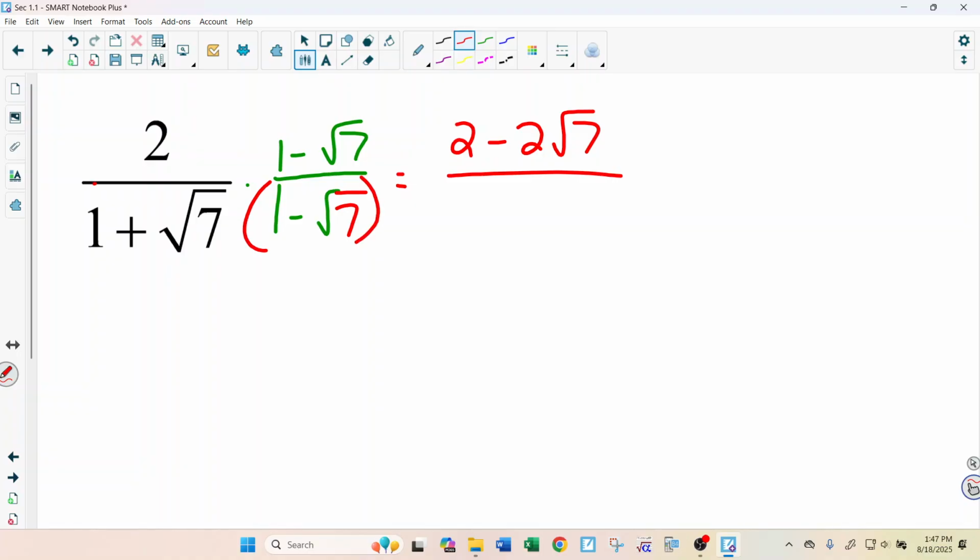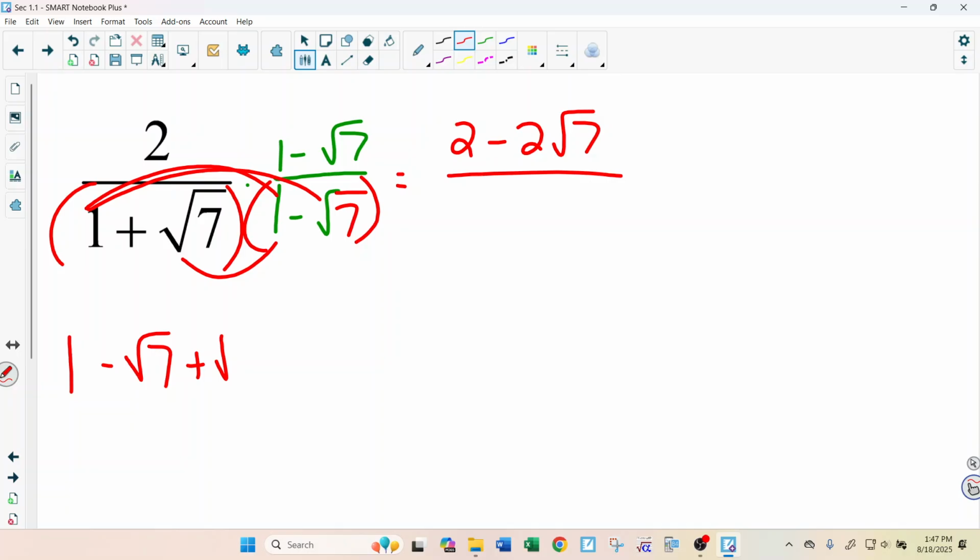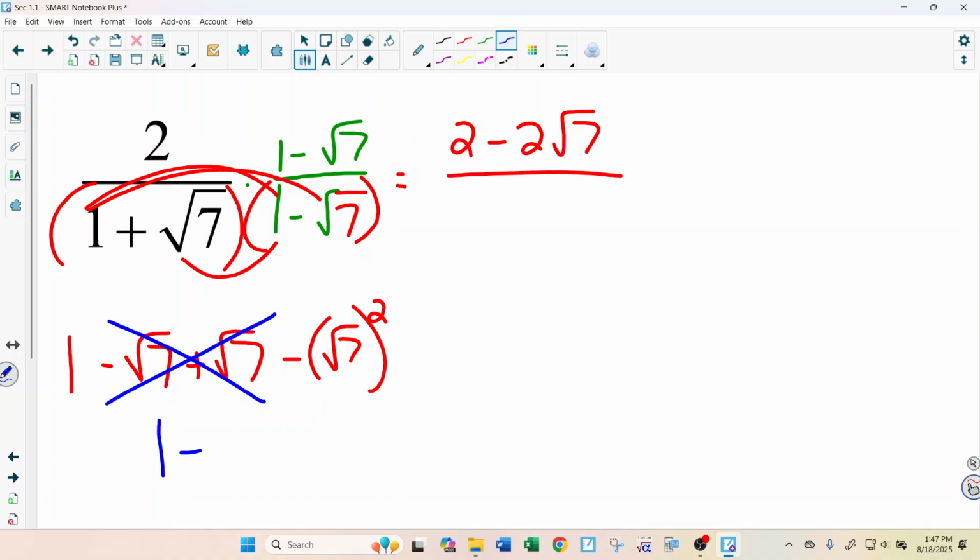But if I FOIL the bottom, notice what happens. My first is 1, my outside is minus the square root of 7, my inside is plus the square root of 7, and then I get minus square root of 7 squared. So what always happens? Inside and outside terms cancel. We have 1 minus the square root of 7 squared is just 7, so we get minus 6. We could simplify this by taking 2 out of everything to get to there. And depending on how you deal with negatives, you could get something different.